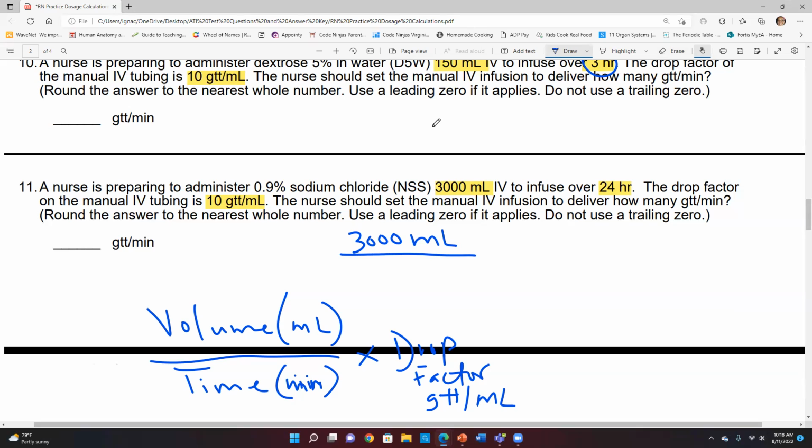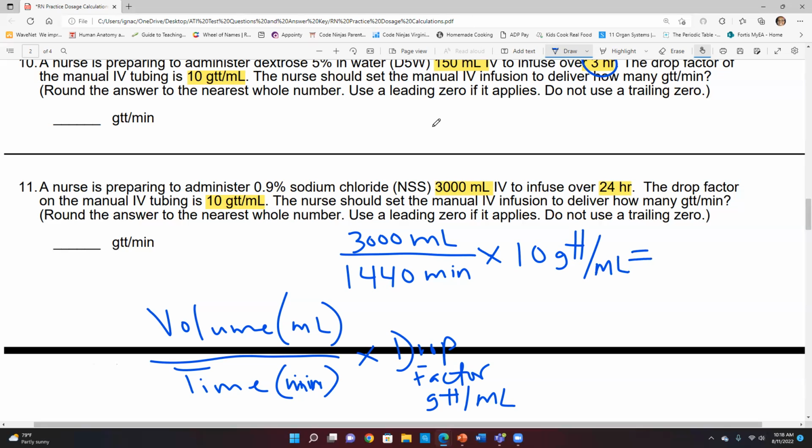Well, I can't use hours. I have to convert that into minutes. And how do I do that? I multiply 24 by 60, and that gives me 1,440 minutes in a 24-hour period. Then I have the drop factor. The drop factor is always given. It is 10 drops per ml.